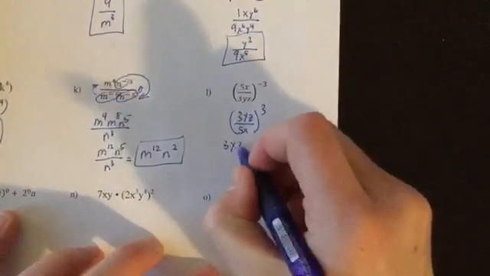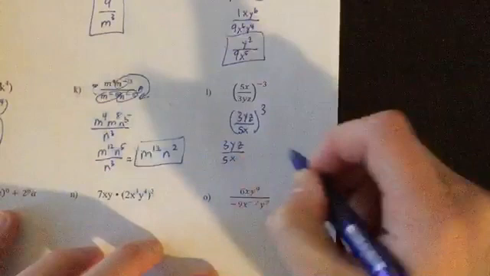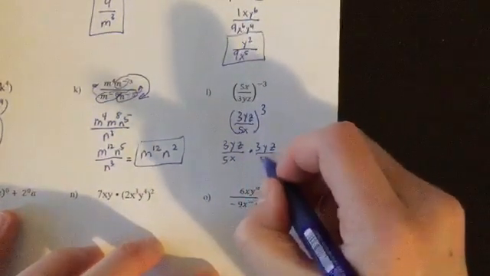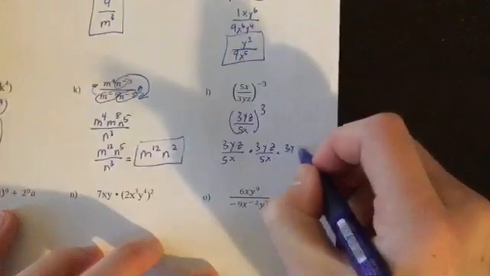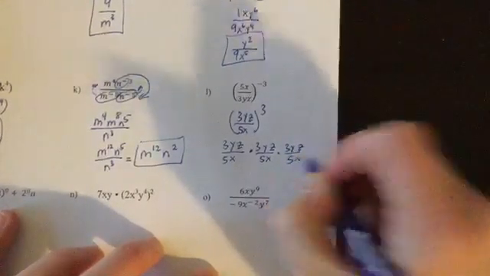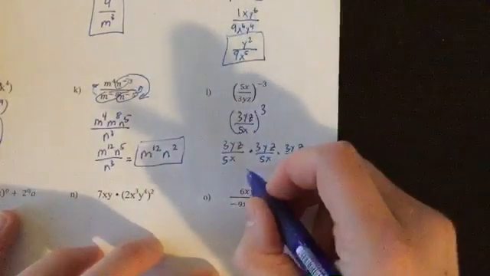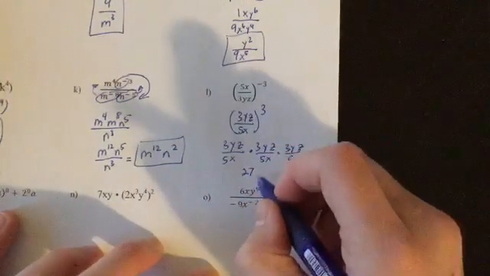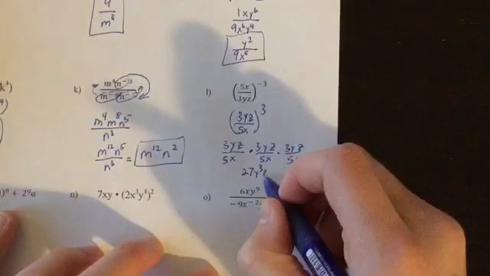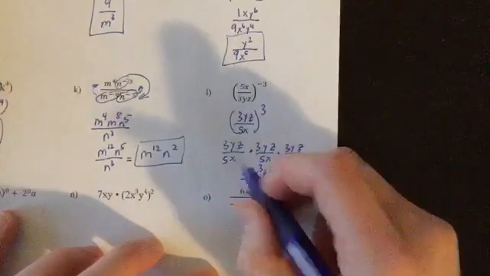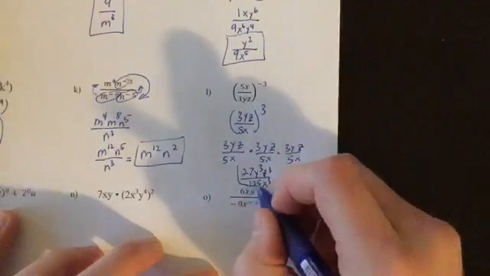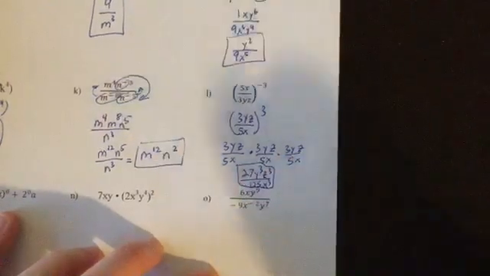I'm feeling that today. So 3yz over 5x times 3yz over 5x times 3yz over 5x. So that'll give us, let's see, 3 times 3 is 9, times 3 is 27, y to the 3rd, z to the 3rd over 125, x to the 3rd. Ooh, just fit it.